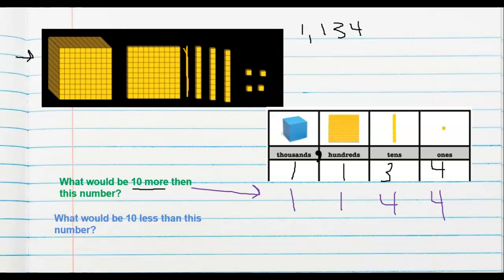So what would happen to the same number if I wanted to make it 10 less? Well, I would have to take away a block. So let me go ahead and take the block I added away. In our original number, 1,134, I want to take away a 10, so let me do that.